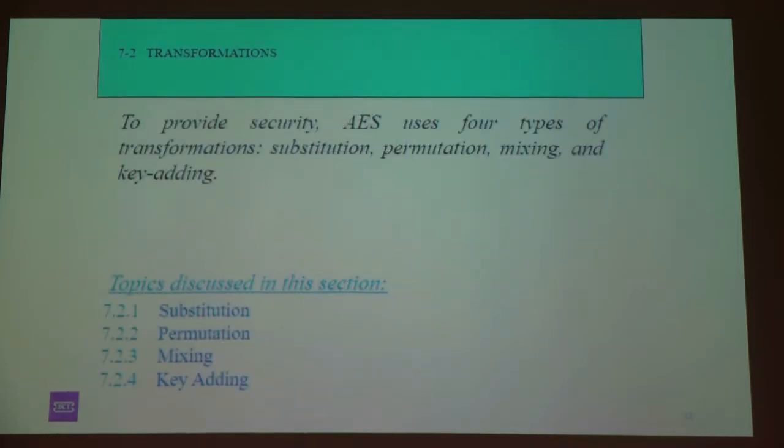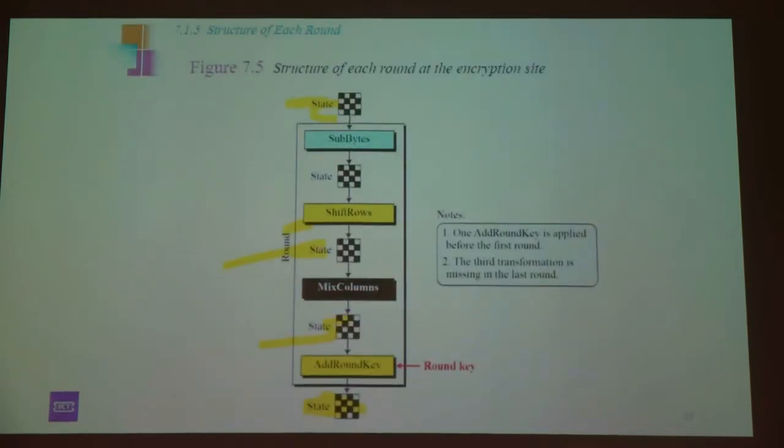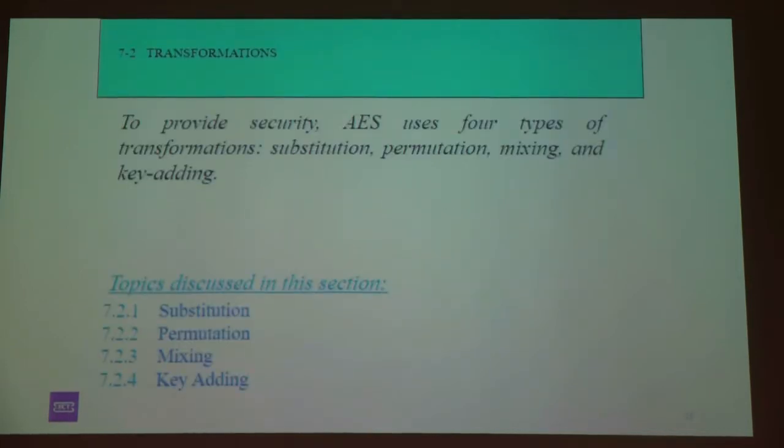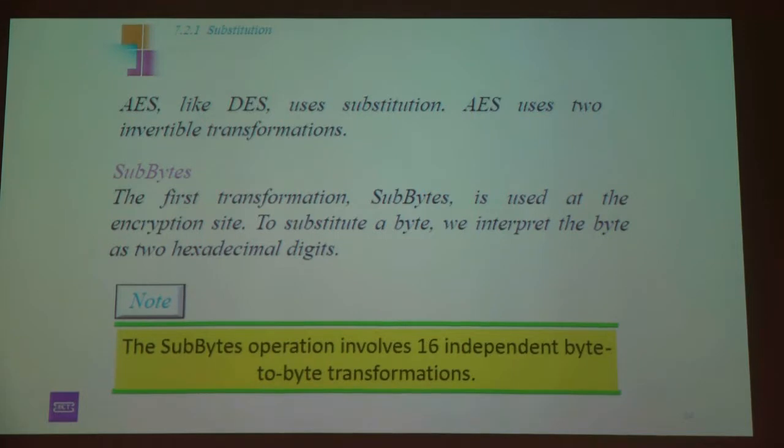Alright? So let's take a look deeper. Let's start with the transformations. What are transformations? To provide security, AES uses 4 types of transformations: substitution, permutation, mixing, and key adding. 4 things. Okay? Substitution, permutation, mixing, and key adding. You know what substitution is, right?